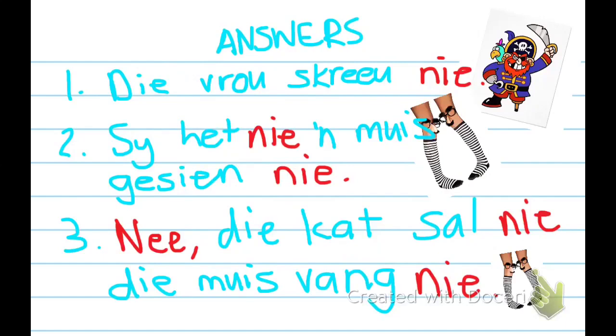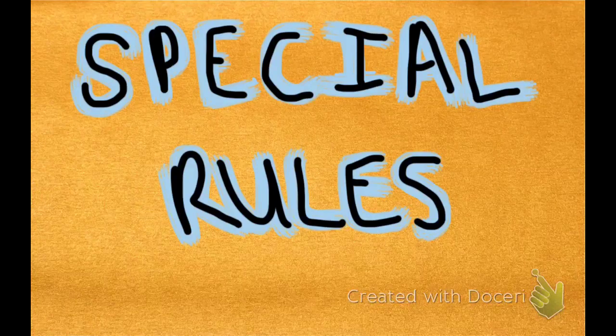Okay, then question 3, did you pick up that although it was a question and you needed to start with "nee", that it was also a normal sentence, so it got 2 nies. "Nee, die kat sal nie die muis vang nie." Go ahead and practice those basic rules, but for now I'm going to move on to the special rules.